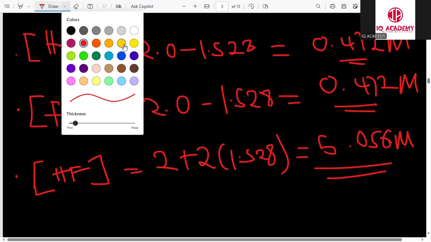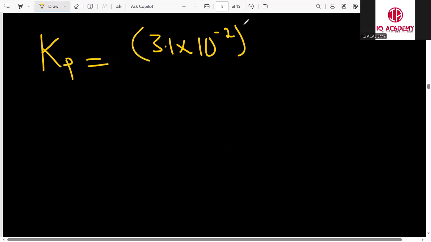Okay, let's solve it here. All right, so we are going to say our Kp will just be equal to 3.1 multiplied by 10 to the power minus 2. And this value is the same as the other question that we solved. I think they are the same, so we're going to get the same value.